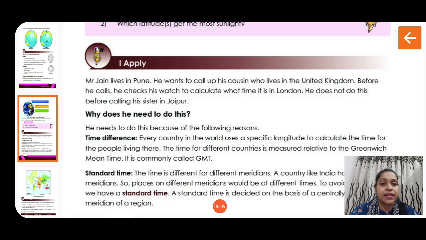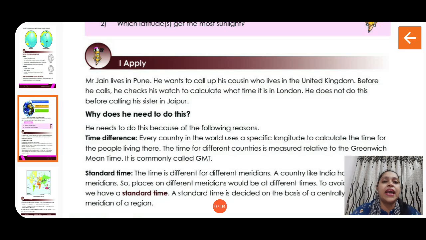The other name of the prime meridian is Greenwich, because it passes through the place Greenwich, and the time of that prime meridian is called the Greenwich Mean Time. It's the standard time for all the countries all over the world, okay children.